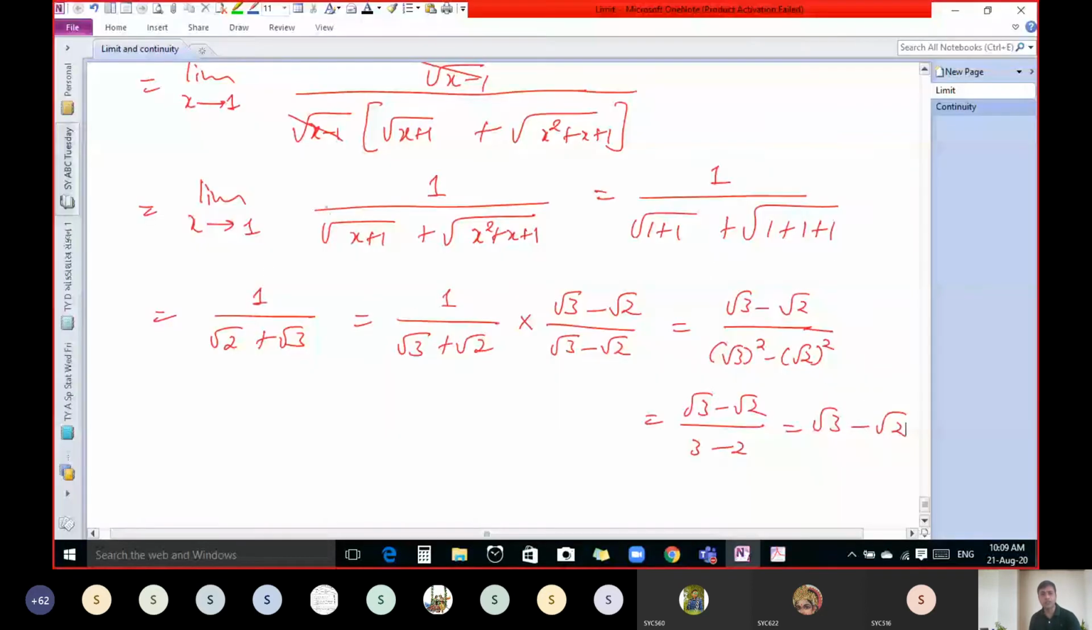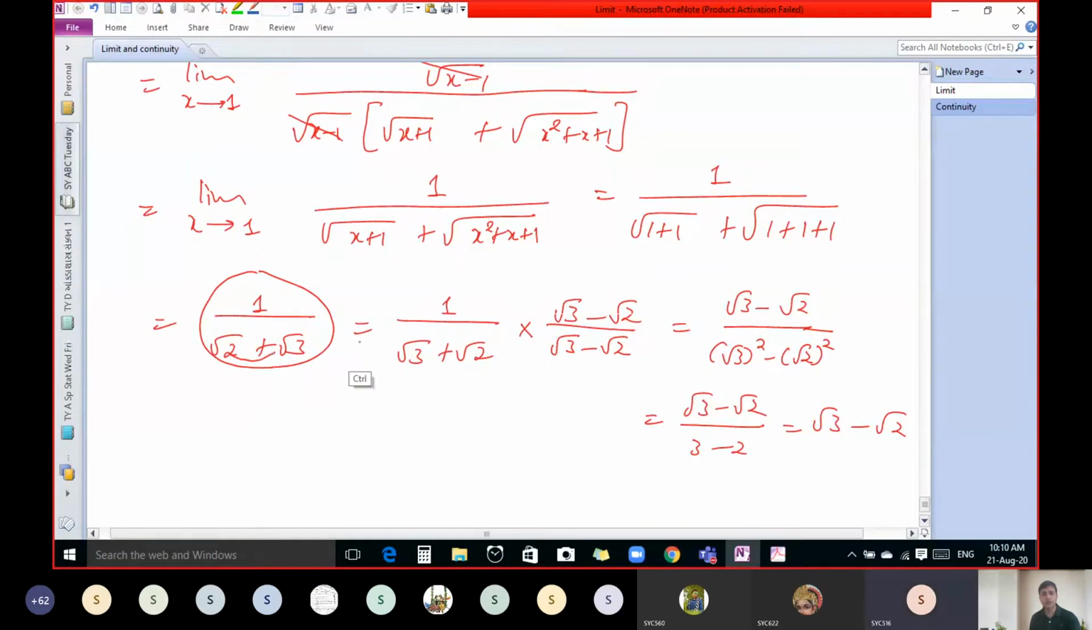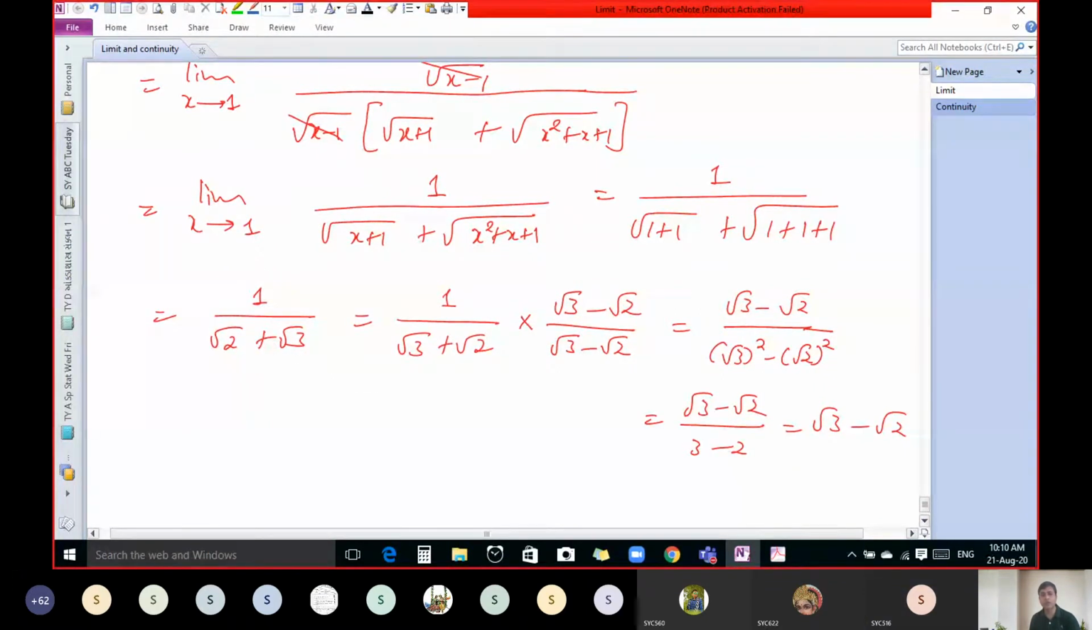This is our last step. Up to this, do you have any problem? No, sir. This is the root 3 minus root 2 one, sir. Okay. So up to this, there is no problem. Now, you know that you can interchange this because of this plus sign. So instead of root 2 plus root 3, you can write root 3 plus root 2. So this is considered as your final answer.